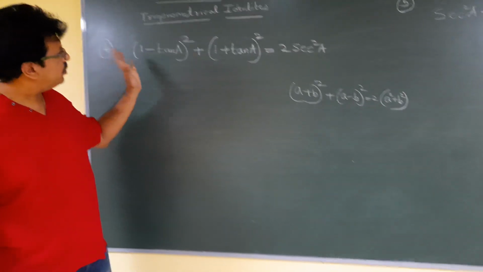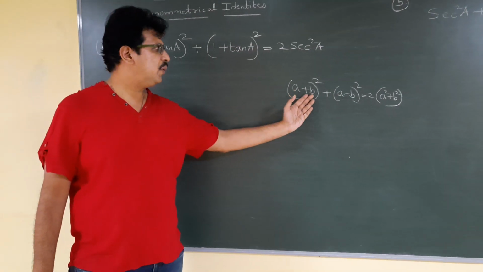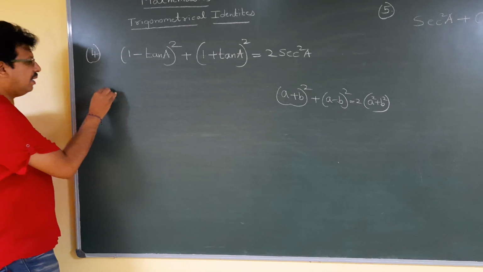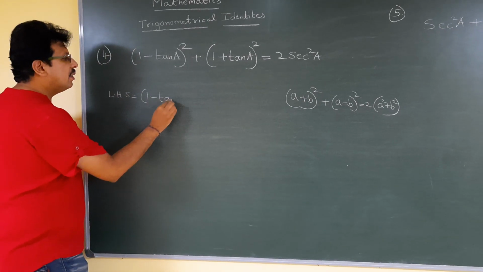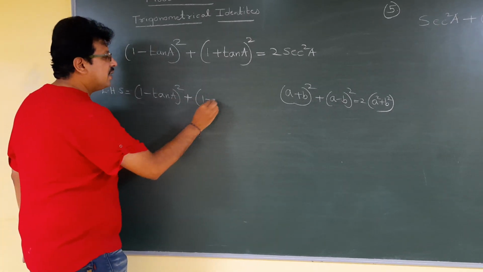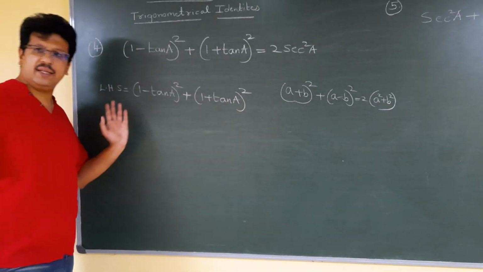So you can observe, because (a minus b) whole square plus (a plus b) whole square is the same thing as (a plus b) whole square plus (a minus b) whole square. Both are the same only. So let us take the left hand side, LHS: (1 minus tan a) whole square plus (1 plus tan a) whole square. This is the left hand side I am taking.